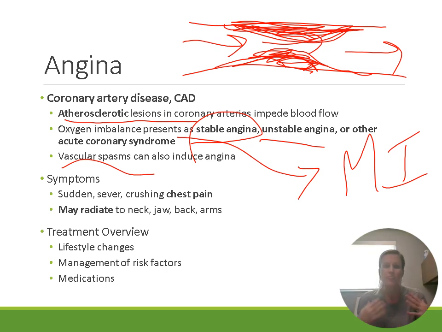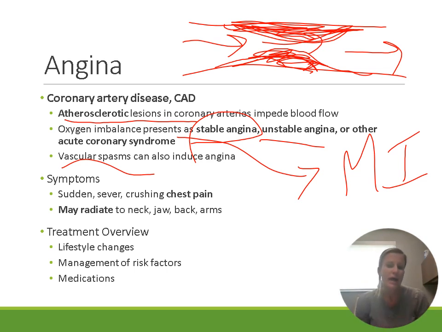Symptoms of angina, angina pectoris to be specific, chest pain. It's characterized by a sudden, severe, crushing chest pain. Sometimes this pain will radiate to the neck or jaw, to the back or down the arms, most commonly the left arm, but that pain can radiate down the arms. Typically, though, we're seeing a sudden and severe chest pain.